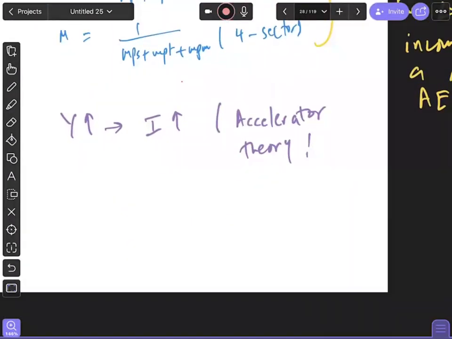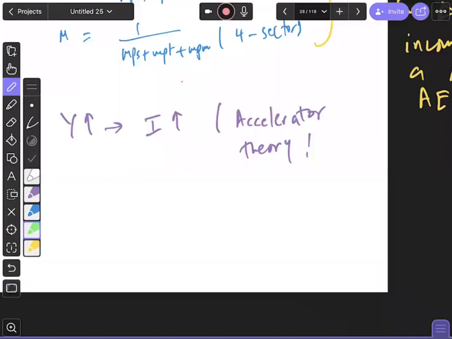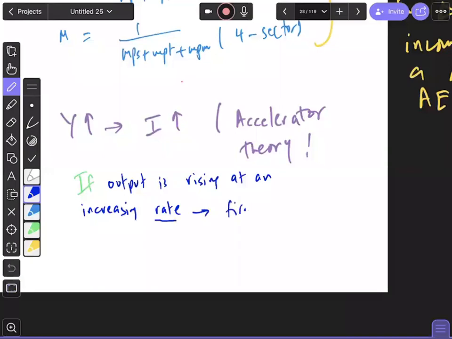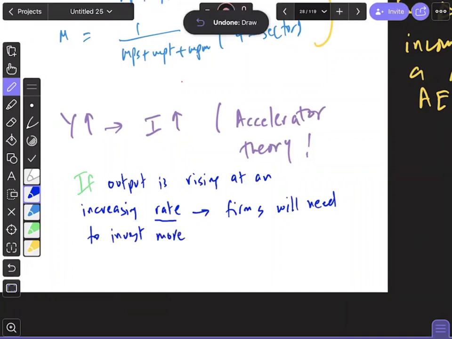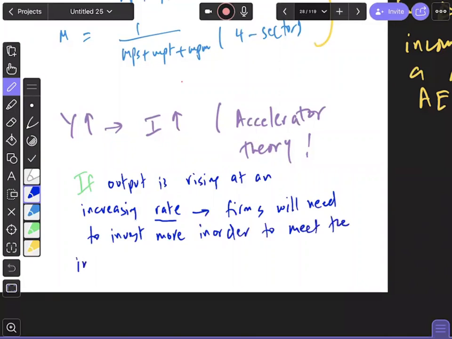That's where we say that if output is rising at an increasing rate, the theory says that if output is rising at a faster rate, firms will need to invest more in order to meet the increased demand. So in order to meet the increased demand, the firms may need to do that, guys.